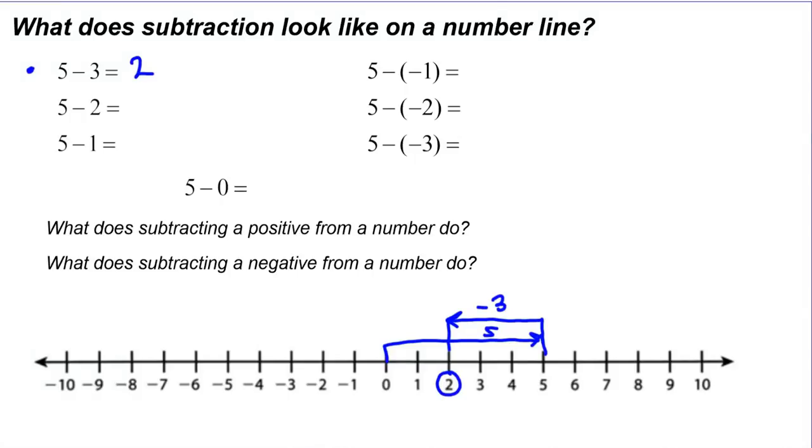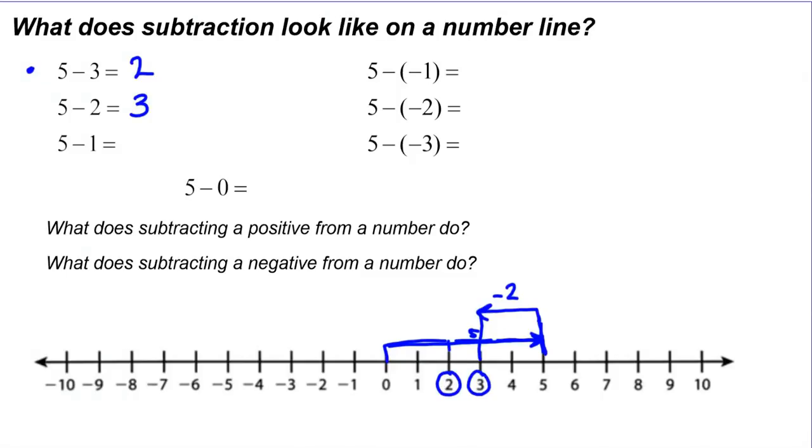So now I want to look at 5 minus 2. What's going to happen when we subtract 2? Let me erase that there. And we're going to start over with 5 again. And now we're going to subtract 2. Again, that's going to decrease the value, but we're only going to decrease it 2. So 5 minus 2 puts us at 3 on the number line. So 5 minus 2 is 3.